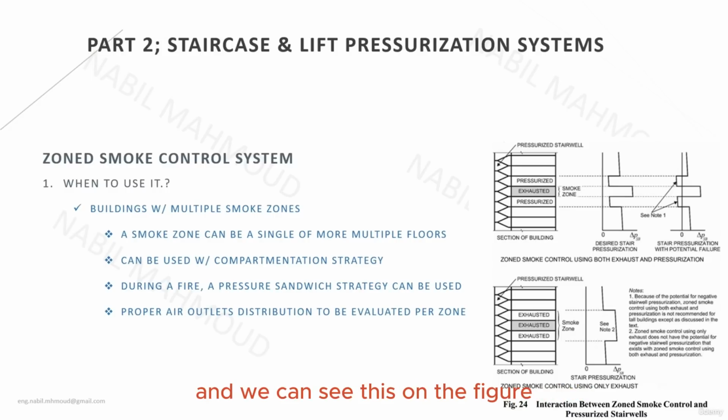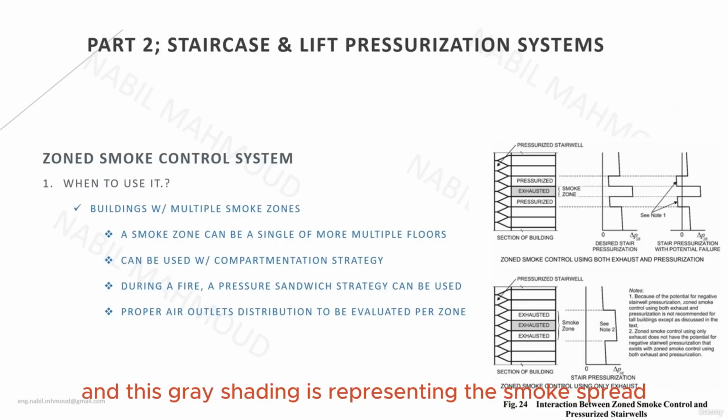And we can see this in the figure on the right side of the screen. You can see two scenarios. These scenarios are expressing the interaction between the zone smoke control and the pressurization of the stairwell. The scenario on the top is to create a positive and negative pressure sandwich. In this scenario, you can see the smoke zone in the middle, which has a gray shading, and this gray shading is representing the smoke spread.